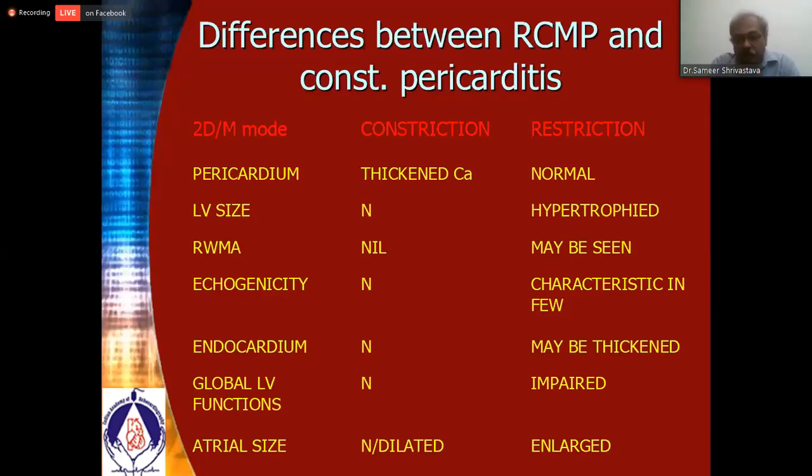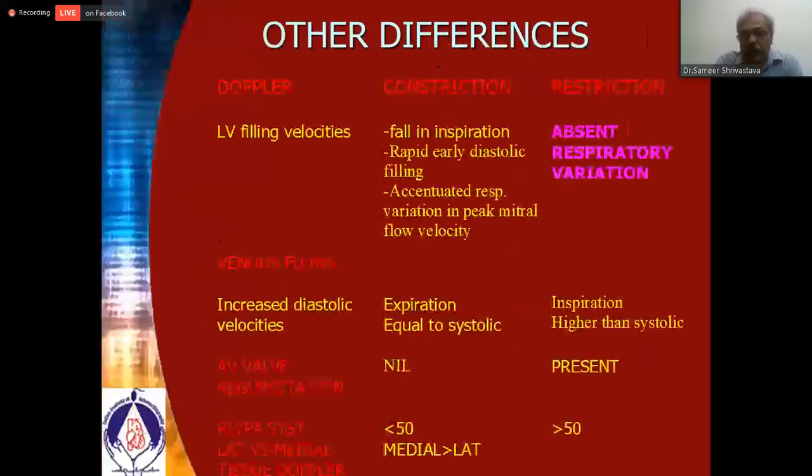Atrial size is, by and large, biatrial enlargement is a feature of restrictive cardiomyopathy. LV filling absent respiratory variations is seen in restriction. However, if there is a fall in inspiration, it favors constriction. During inspiration, if there is an increase in right-sided valves like tricuspid, it favors constriction. Now, what is important is the lateral versus medial tissue Doppler.